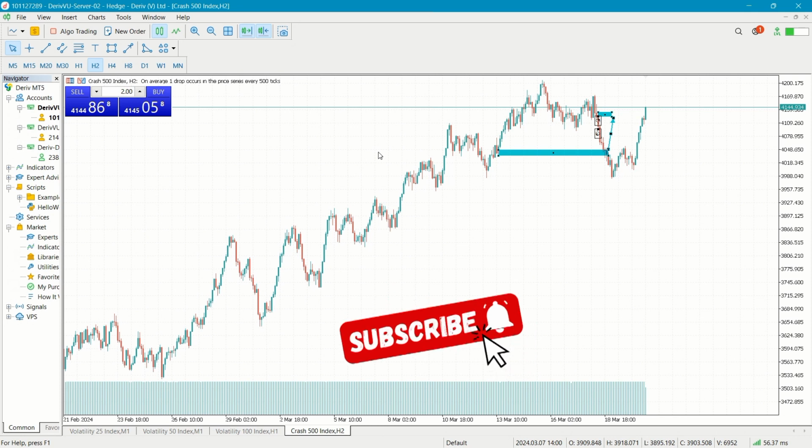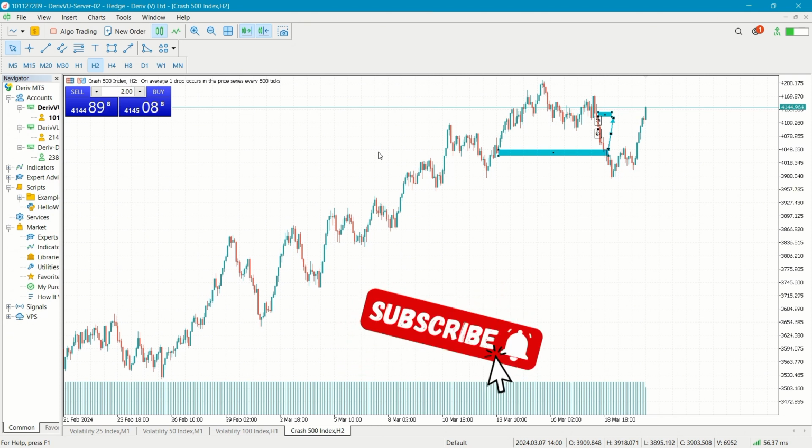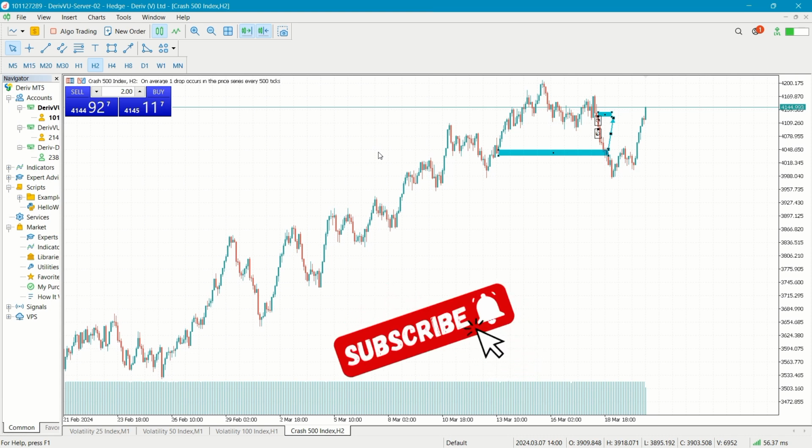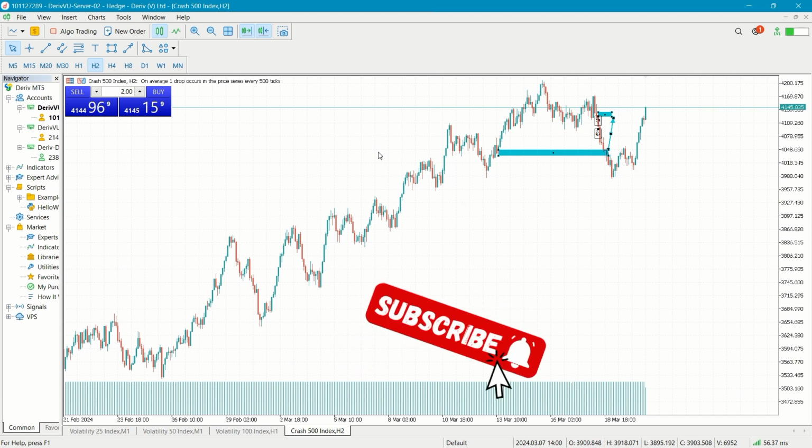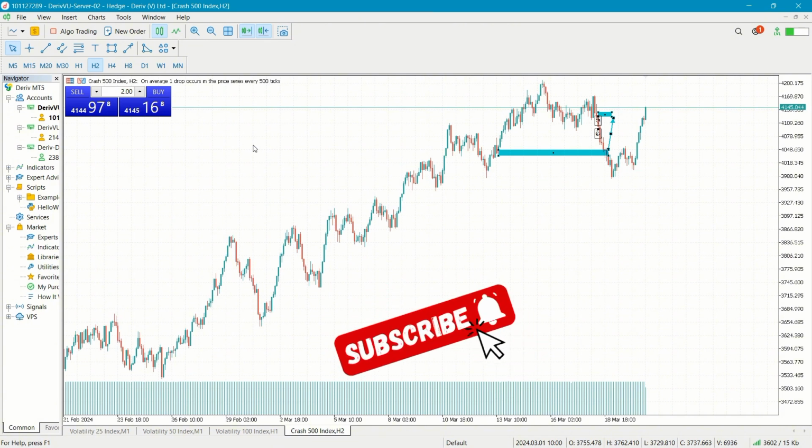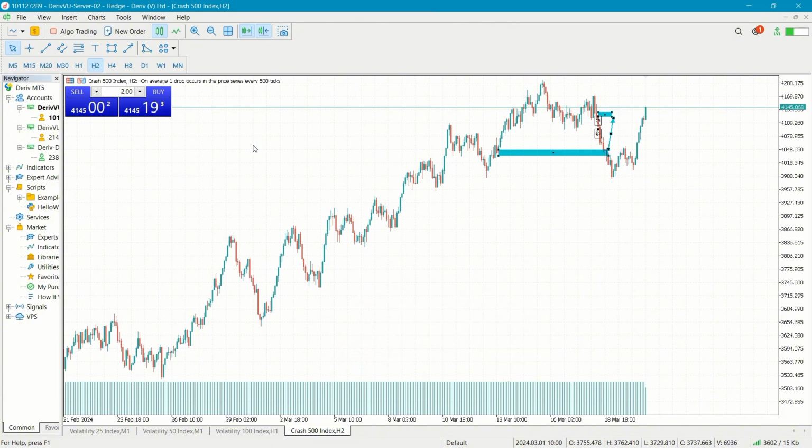At the time being, there are three types: there is the 500, the 300, and the 1000. And each of these pairs has a crash and a boom, right? So basically, what a crash does is it makes a series of ticks that are bullish, and then as you can see over here, on Crash 500 Index, on average, one drop occurs in the price series every 500 ticks. So if this was Crash 300, then on average, one drop occurs in the price series every 300 ticks. That goes the same way for the Crash 1000 Index, right?